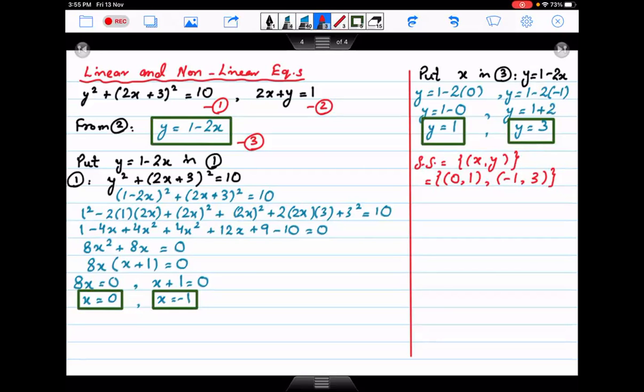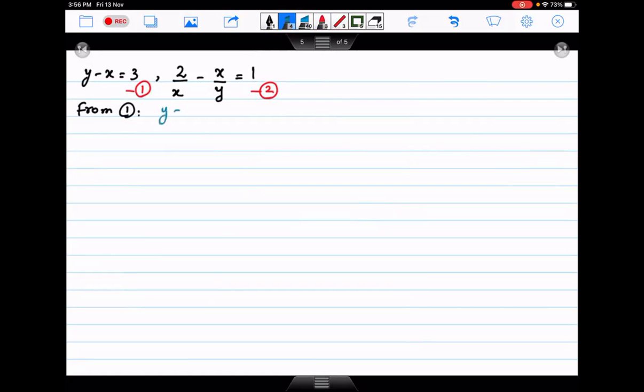Okay, so now moving on to the next example. We have a question, y minus x is equals to 3 and 2 upon x minus x upon y is equals to 1. So this is equation 1 and this is equation 2. So we can look at equation number 1 and we can take the value from equation 1 because it looks easier to me. So from equation 1, I am getting the value of y. It should become x plus 3.